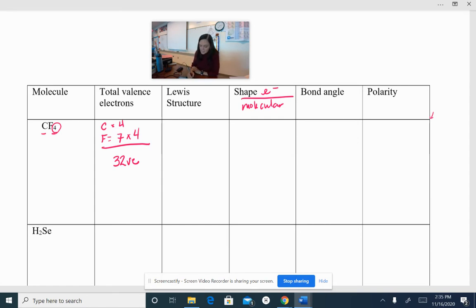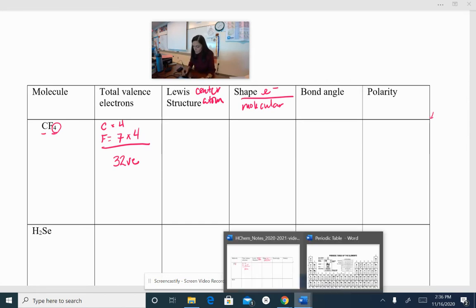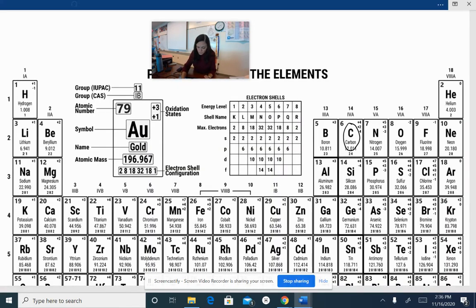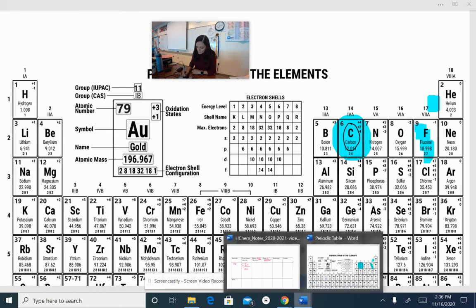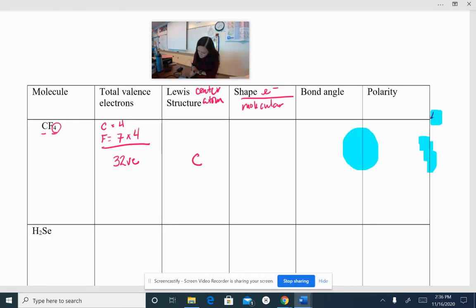Okay? The next thing I need to decide is what is going to be my center atom. Now remember, we always use the least electronegative atom, except for hydrogen. So if we look at carbon versus fluorine, remember, we've got carbon, we've got fluorine right here. Electronegativity is greatest in this upper right-hand corner. So carbon is less electronegative than fluorine. So we are going to put carbon in the center here.